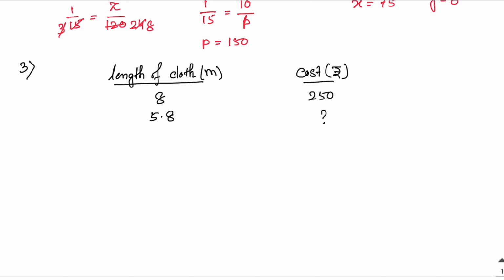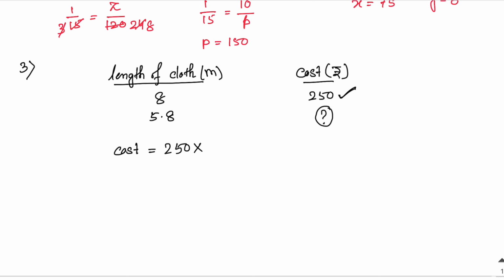Here, as length of cloth and cost are in direct variation, because if the length of the cloth increases, then definitely the cost will also increase. So you have to write down first, length and cost are in direct variation. Remember that. Now, as you have to find out cost, first write down cost. Then as here this one is the question mark, first write down this number, 250.